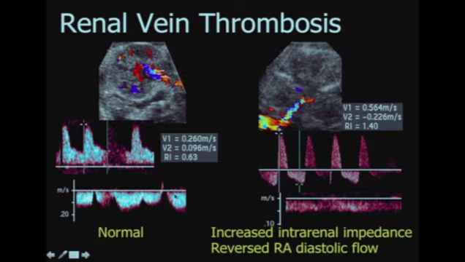So here's the normal kidney, which has a normal resistive index, normal renal venous flow, and look at what's happening in the other kidney. Because of the thrombosis, this kidney is swollen, it's tense, there's very high intrarenal impedance, and so you've got very poor diastolic flow, actually reversal of diastolic flow, and very poor outflow in the renal veins.